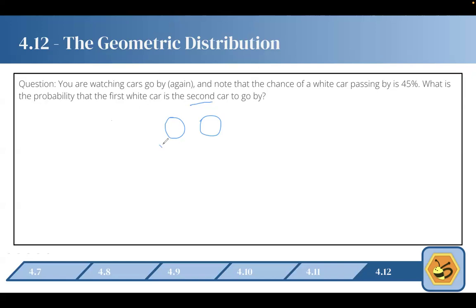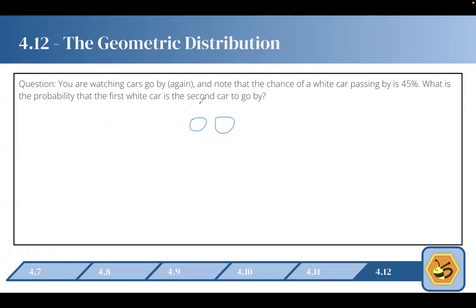And then what we're going to do is say, well, all of these need to be failures, right? In other words, all of these need to be not white, and then this one needs to be white, right? So if this was, for example, the third car, we'd go, okay, well, the first two need to be not white, and the next one needs to be white, right? So we'll say no, no, yes, right?